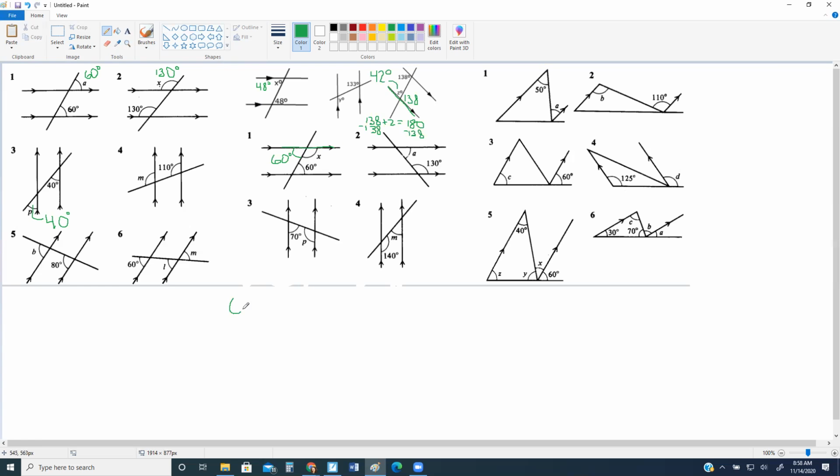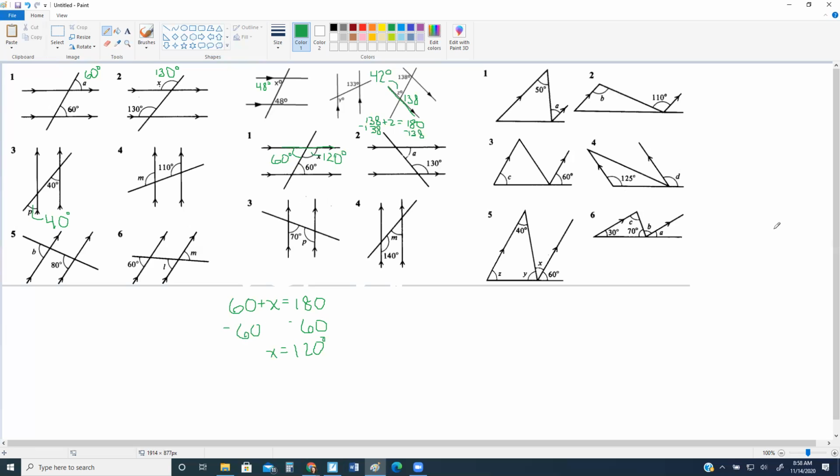I'm going to come down here. So we have 60 plus x is 180, minus 60, minus 60, and then we have x equals 120 degrees. Now let's look. Does this make sense? Does it look like this could be 120 degrees? Oh, totally. That looks like it could be 120 degrees. It's bigger than 90, but not crazy much bigger than 90.